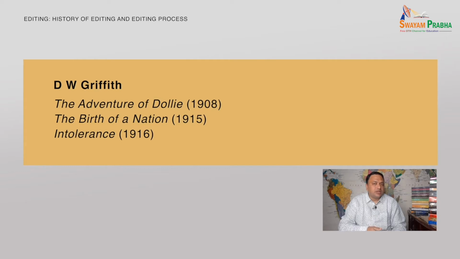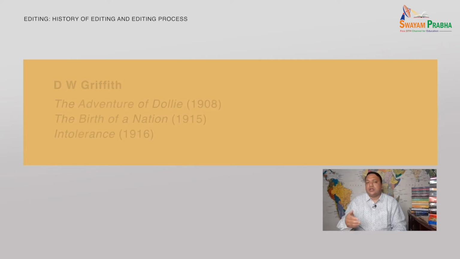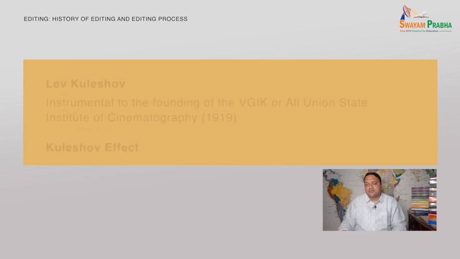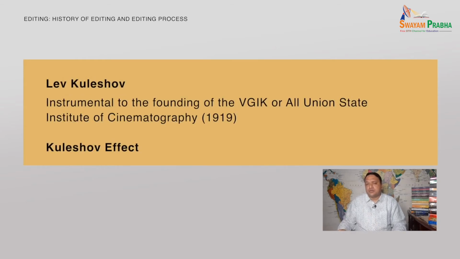Simultaneously, the Soviet filmmakers were working on an independent language of editing, which came to be known as montage. Lev Kuleshov, Dziga Vertov, Esfir Shub, Pudovkin, and Sergei Eisenstein, and many others also, are the prominent filmmakers of that time. Lev Kuleshov's creative contribution is known by the name of the Kuleshov effect.